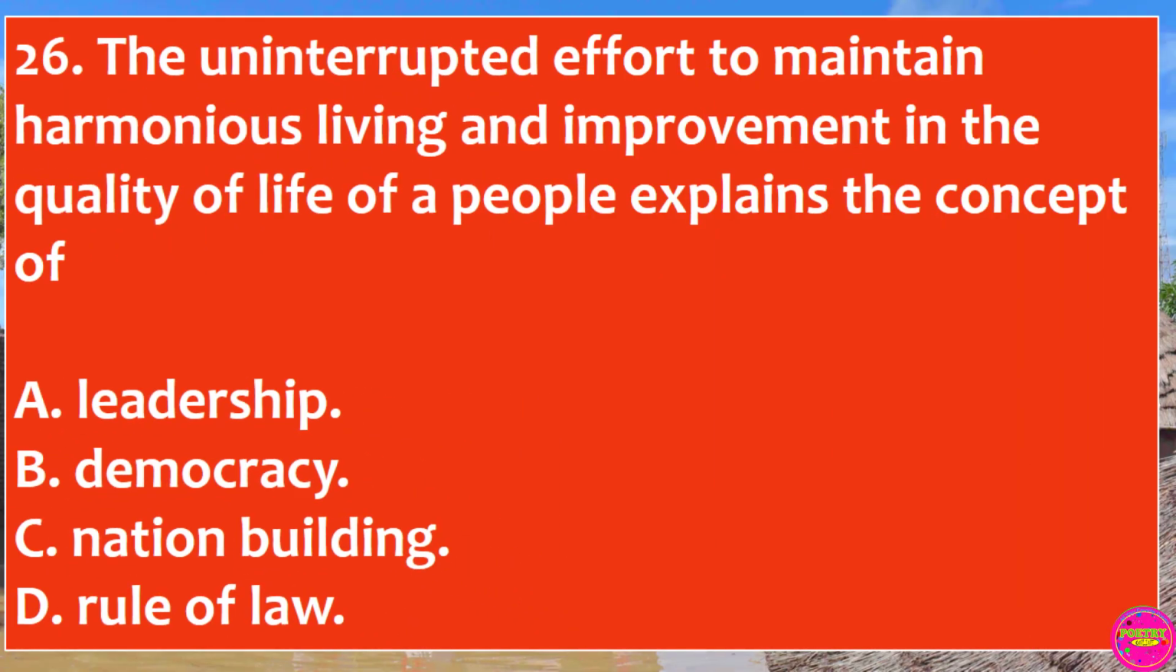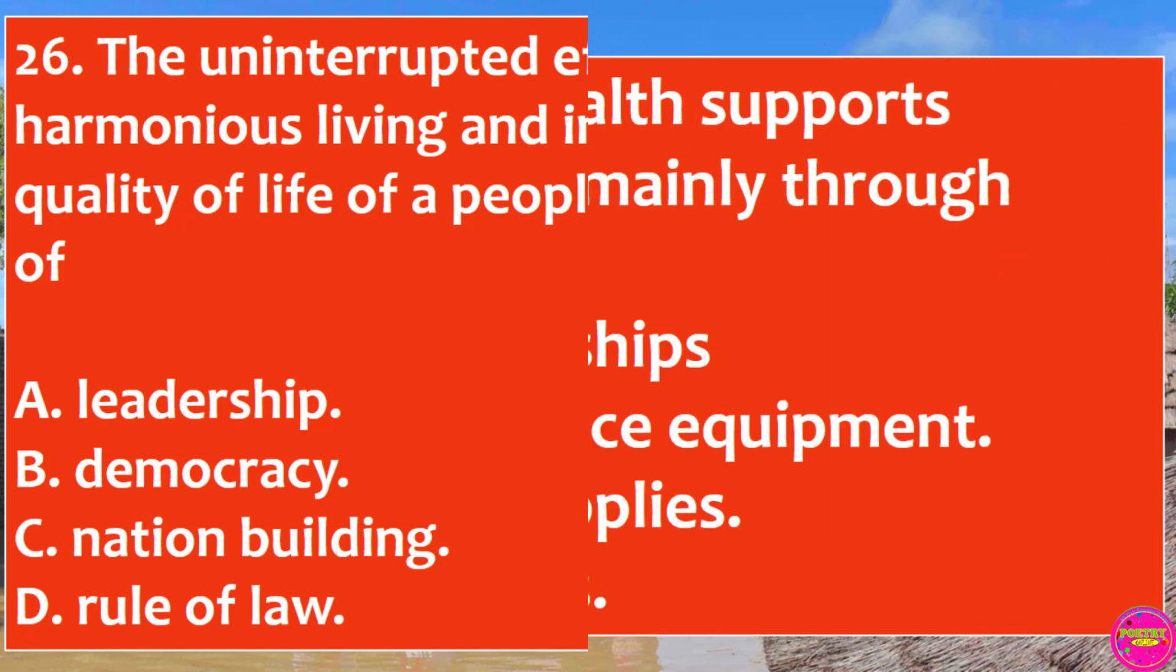Question 26. The uninterrupted effort to maintain harmonious living and improvement in the quality of life of a people explains the concept of A. Leadership. B. Democracy. C. Nation building. D. Rule of law. The correct answer to this question is C. Nation building.